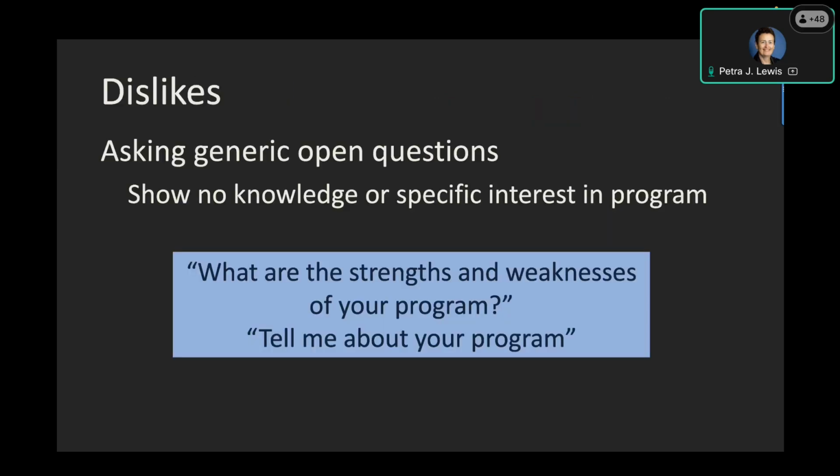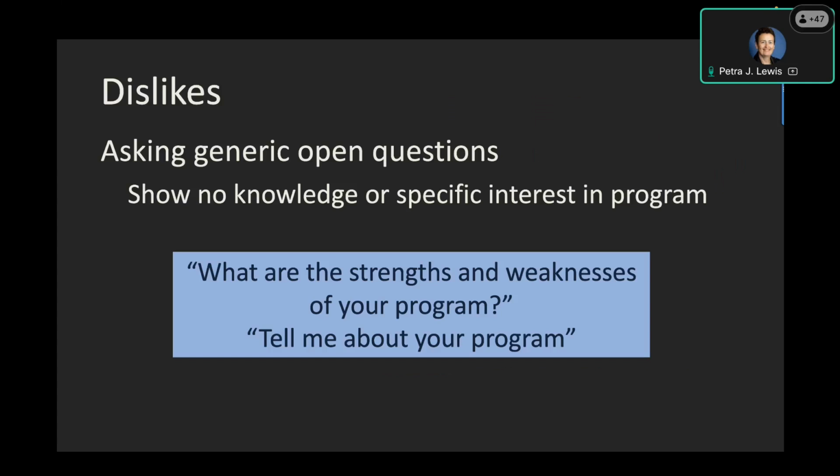Generic questions. Do not say, what are the strengths and weaknesses of your program? Or tell me about your program. We're interviewing you, not you interviewing us, but it shows that you really haven't got any specific interests. So ask specific questions about the program, not just generic ones.